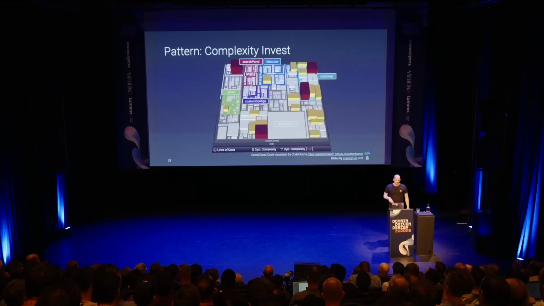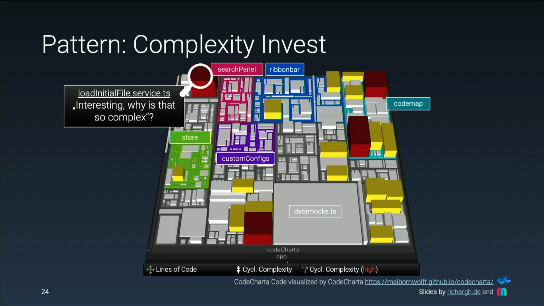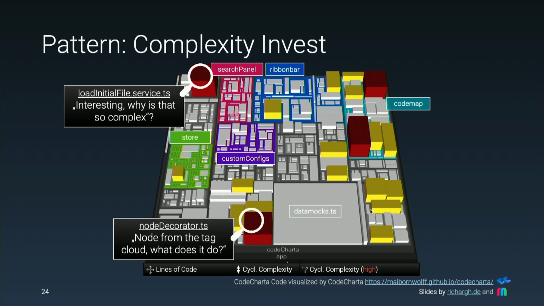For CodeKata, it would look like this. And now we put on the height and on the color, we put the cyclomatic complexity. And now we can see, oh, there's some red buildings there. Importantly, datamux is not red. It has almost no complexity. But if we look at the red buildings, and if we really dive deep into that, we can ask ourselves, okay, why is this load initial file, why is it so complex? What makes it about file loading that is so complex? Maybe I can break out something there and say like, oh, okay, I can simplify in some case.